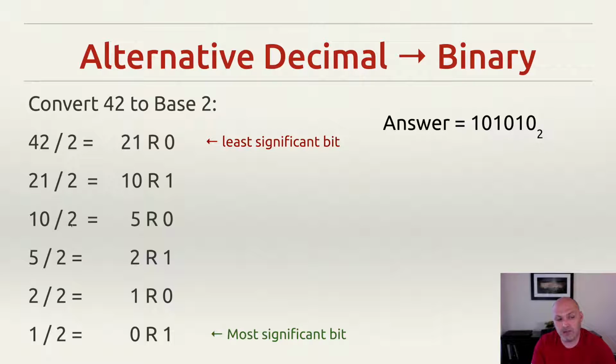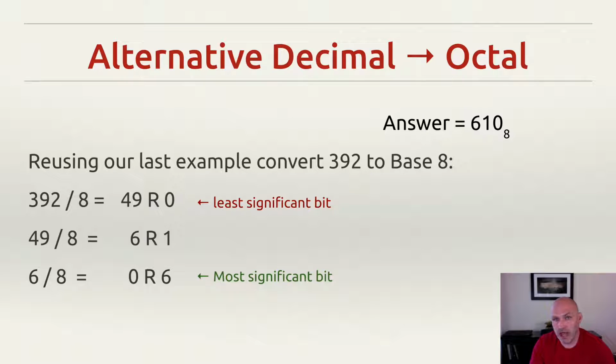So 10 again is divided by the base, and we end up with 5 remainder 0. The 5 comes down and we divide it by the base again for 2 remainder 1. The 2 comes down, we divide it by the base for 1 remainder 0. The 1 comes down, and we divide it by the base for 0 remainder 1. Now note that the bottom is the most significant digit again, so our answer is 101010.